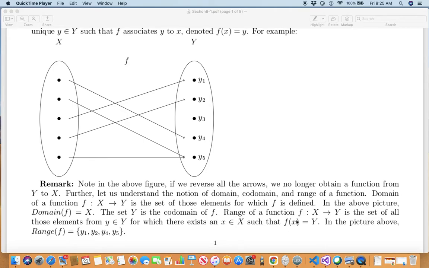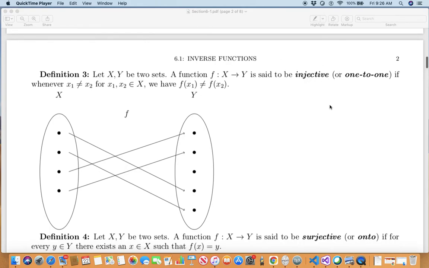What is the range? The range of a function from X to Y is the set of all those elements from Y for which there is an x. So here you are looking for those elements which are hit by x. Notice y3 is not touched by f, right? So y1, y2, y4, y5, that's the range. So the domain is everybody, and the range is only the set of those elements which are achieved by f.